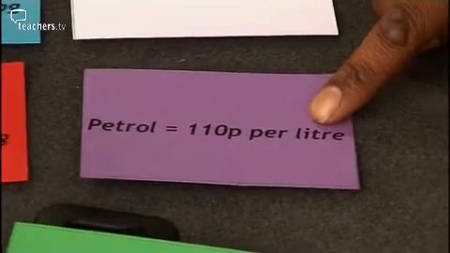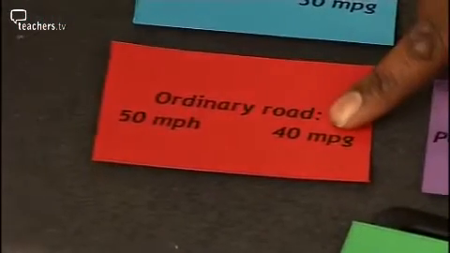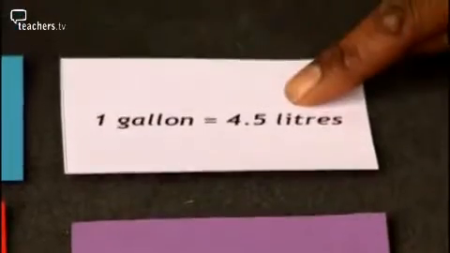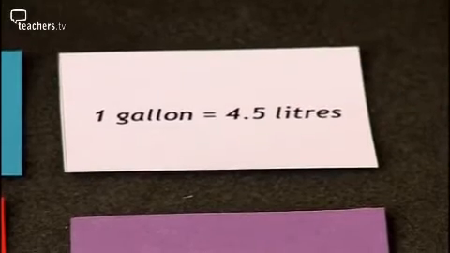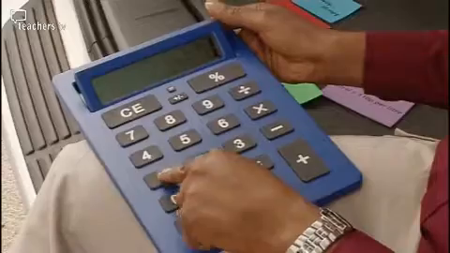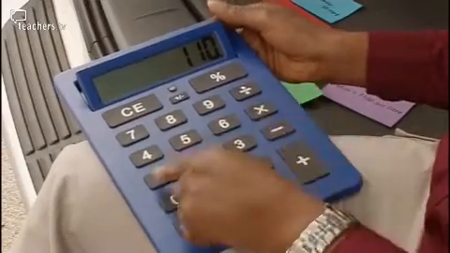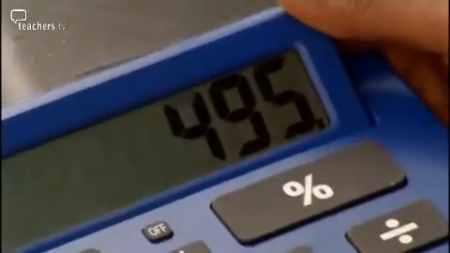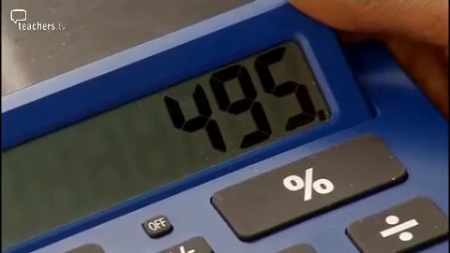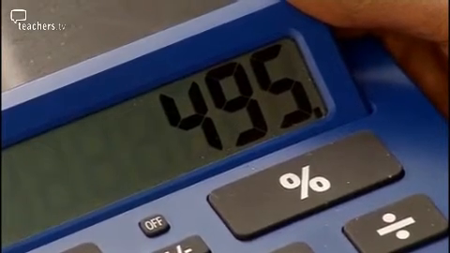The first thing to sort out is the units. Although we buy petrol in litres, we still talk about petrol consumption in miles per gallon. If 1 litre costs 110 pence and there are 4.5 litres to 1 gallon, to work out 1 gallon of petrol, we multiply 110 by 4.5, and that gives us an answer of 495 pence.